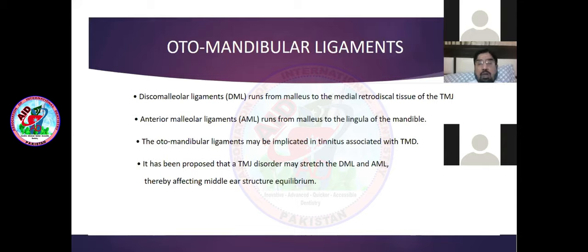That is why there is a problem. Sometimes in temporomandibular joint dysfunction syndrome, TMD, the patient reports to you with tinnitus or a ringing sound in the ear. And we refer the patient to ENT, which is not actually an ENT problem; it is a problem of the temporomandibular joint dysfunction syndrome. It has been proposed that the temporomandibular joint disorder may stretch the DML or AML, affecting the middle ear structure and equilibrium. That is very, very important, that the temporomandibular joint indirectly holds the equilibrium parameters like the eustachian tube.